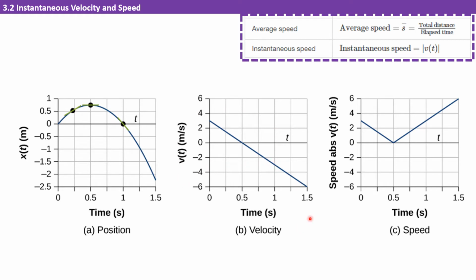If you take the absolute value of this graph, then you're able to get the speed. It's not so common that you represent this graph here, but you can basically see these negative things went positive once we took the absolute value.